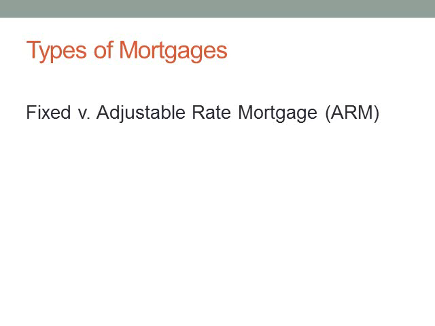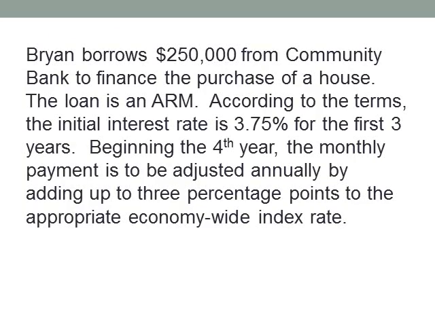With our adjustable rate mortgage, or ARM, the rate of interest changes periodically. Typically it starts low for a fixed period of time, and then it rises over the course of the length of the loan. So for example, Bryan borrows $250,000 from Community Bank to finance the purchase of a house. The loan is an ARM. According to the terms, the initial interest rate is 3.75% for the first 3 years. Beginning the fourth year, the monthly payment is to be adjusted annually by adding up to 3 percentage points to the appropriate economy-wide index rate.